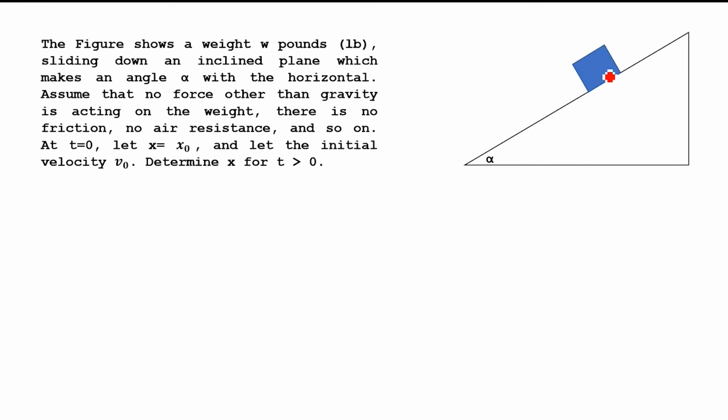So what is the problem saying? You have a box. The only force acting on it is its weight. And since the box is on an incline, its movement is downwards. We all know from physics that weight is just the mass times the gravity. And you have this angle alpha.